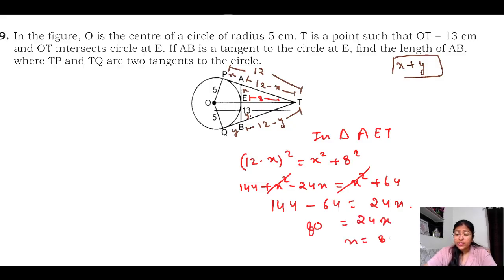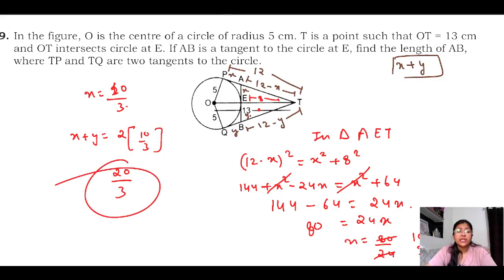So the value of x is 80 by 24. Cancel this by the table of 8. You get the length x as 10 by 3. The x is also equal to y, yes or no? Yes. Similarly, you can apply the Pythagoras theorem in this triangle. You will get the same value of y. We need to find out x plus y. So twice of 10 by 3 will be 20 by 3. It means we got the answer. That is, the length AB is 20 by 3 centimeters.